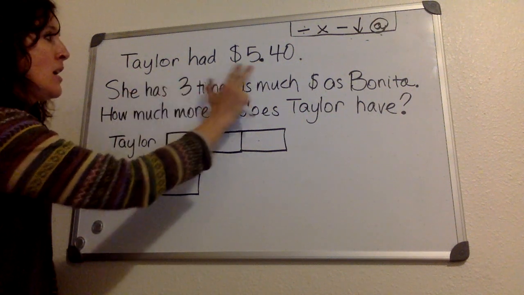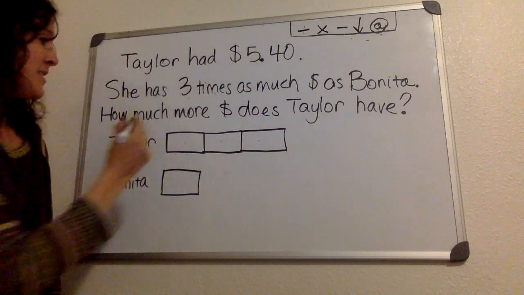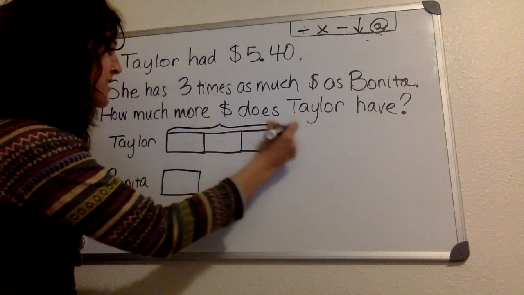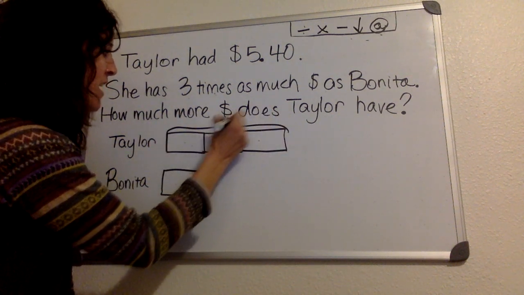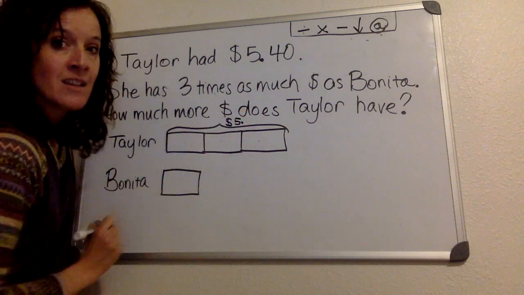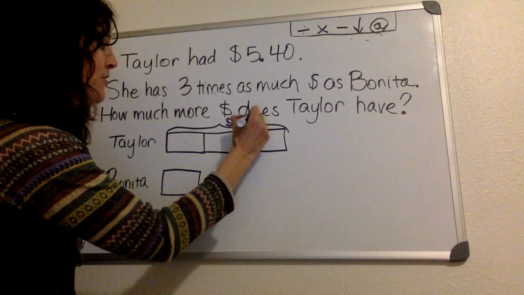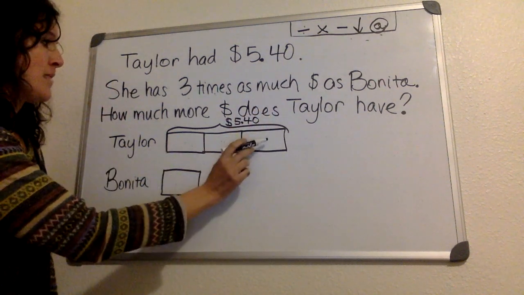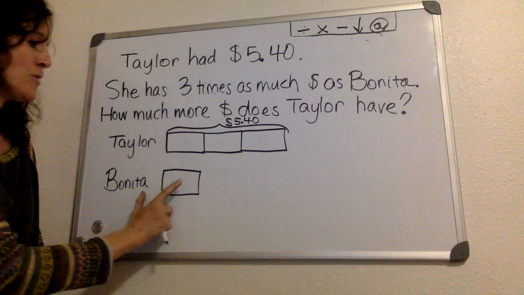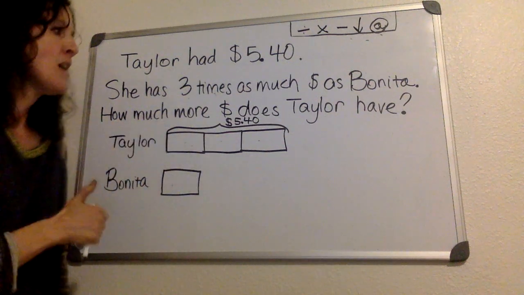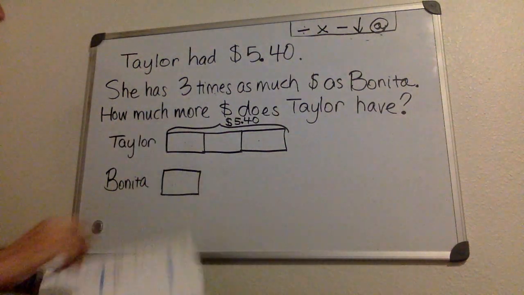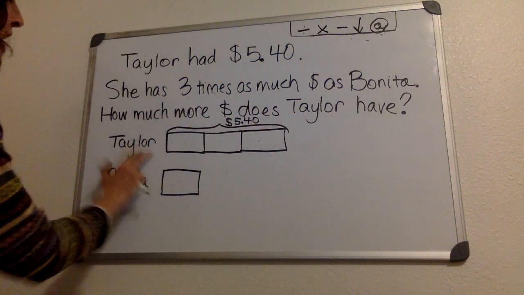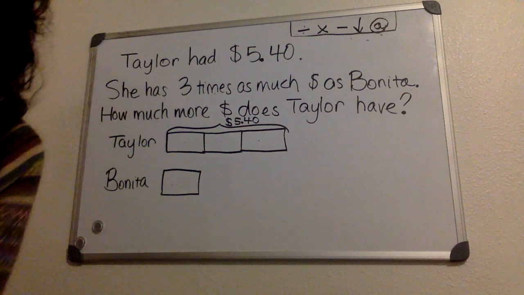Taylor had $5.40. Okay, so all together, Taylor has $5.40. And she has 3 times as much as Bonita. Bonita has 1 unit, Taylor has 3. Now we're ready to start this problem. We want to know how much more money does Taylor have? Okay, here we go, ready?